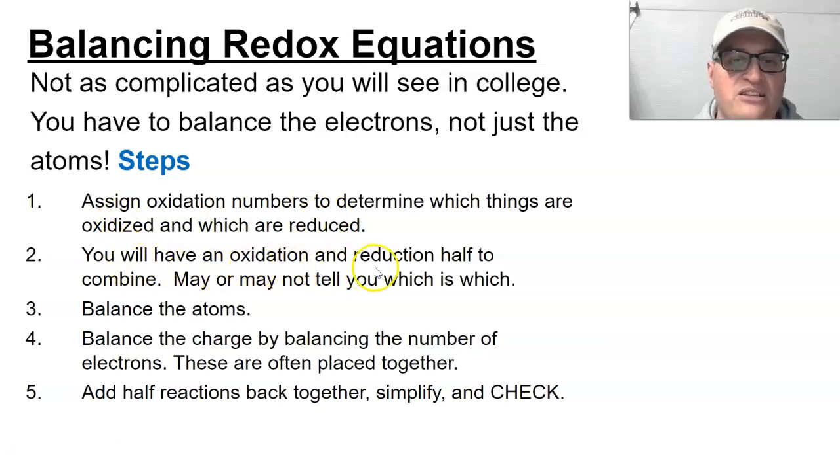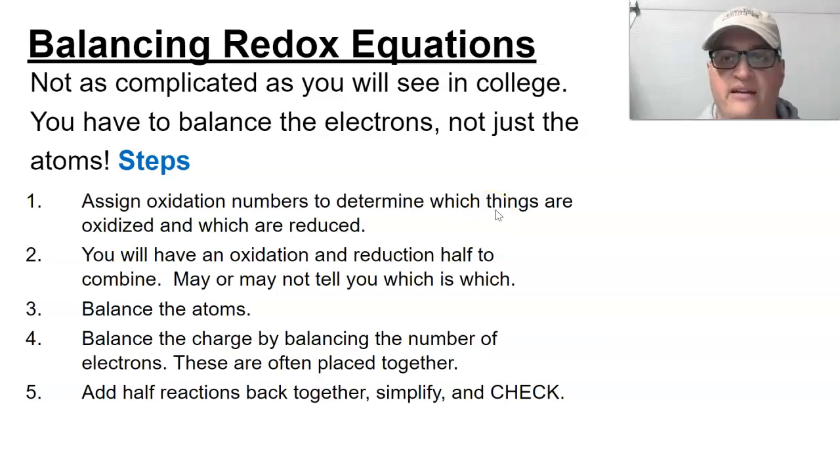You'll have an oxidation and a reduction that have to combine. You're going to need to tell which is which, but it's probably not going to tell you which is which. But it might say this is at the anode, this is at the cathode. So knowing which one's which, anode and cathode. Now what's simple is that you can easily balance the atoms, and then you need to balance the charge by making sure you balance the number of electrons. They're often placed together. We're adding the half reactions back together, simplify and check. If you go online for balancing redox reactions, you'll see really complicated stuff.